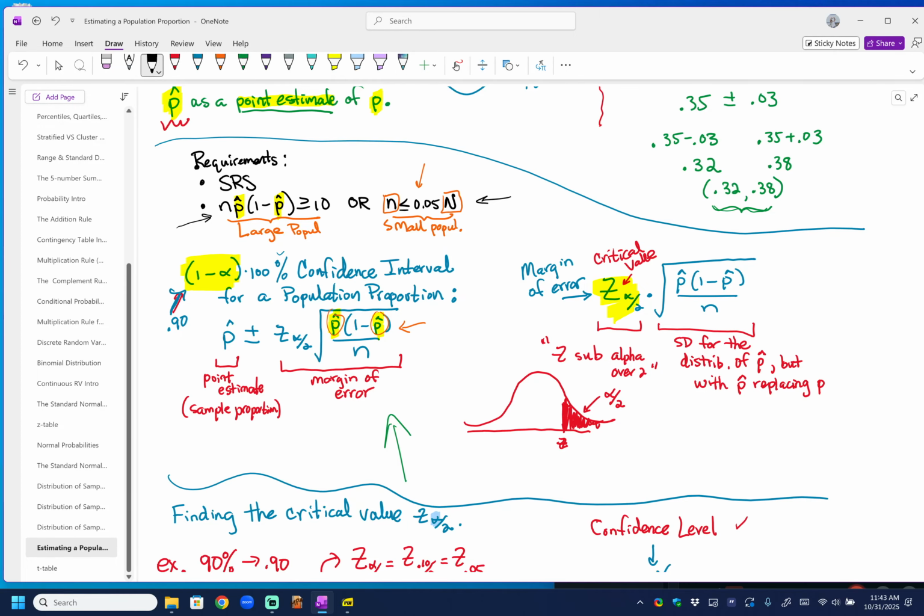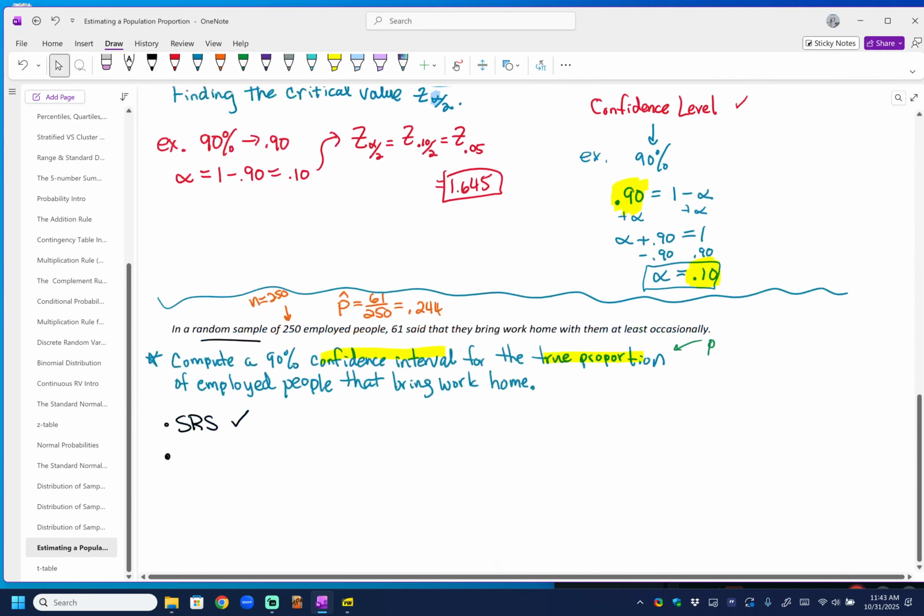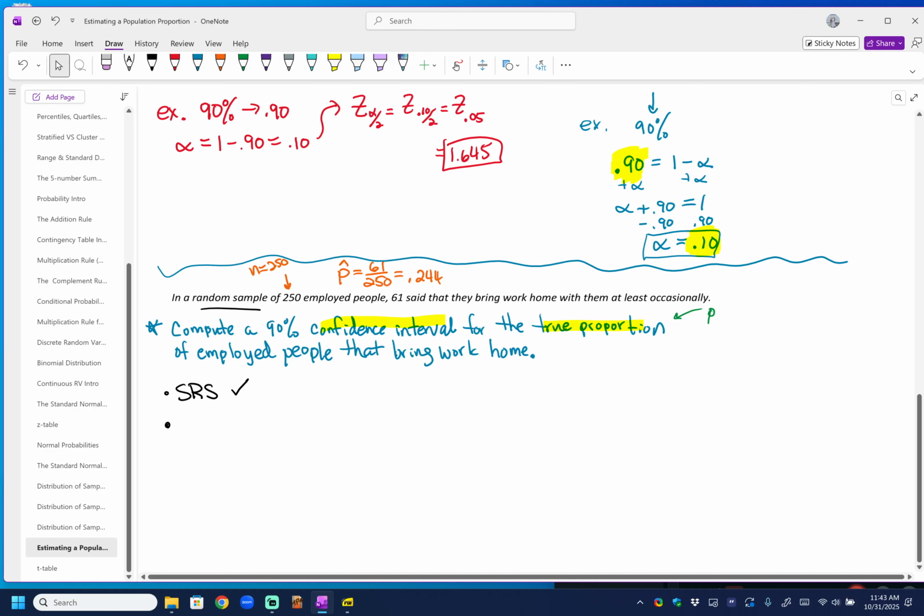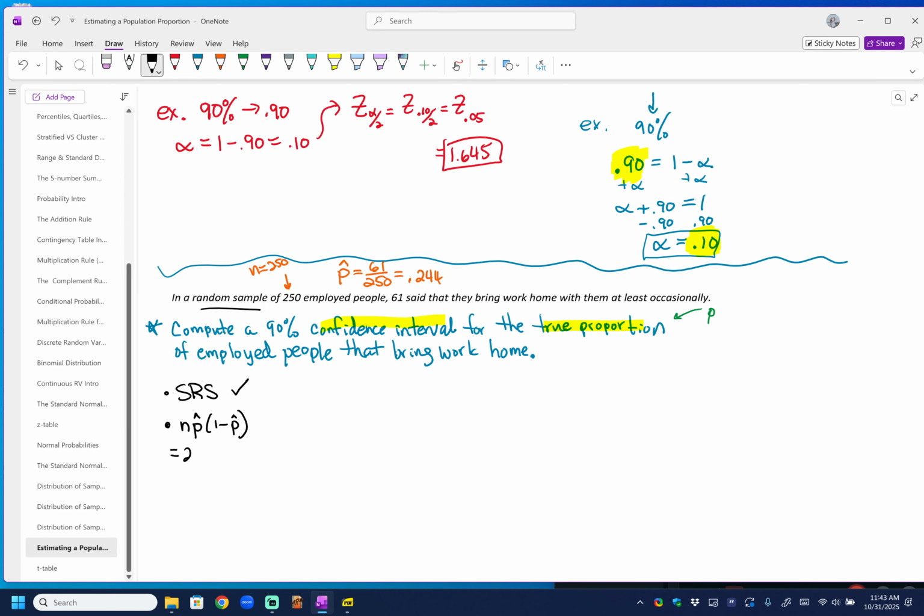So as is the case with most examples from our class, we're going to have to verify that this is going to be greater than or equal to 10. So we could do that right now by just simply doing 250 times 0.24 times 1 minus 0.24, which is going to give us 46.1, which is indeed greater than or equal to 10, which means the requirements for this confidence interval are met, and we are confident in using that formula. Okay, so let's bring that formula back.